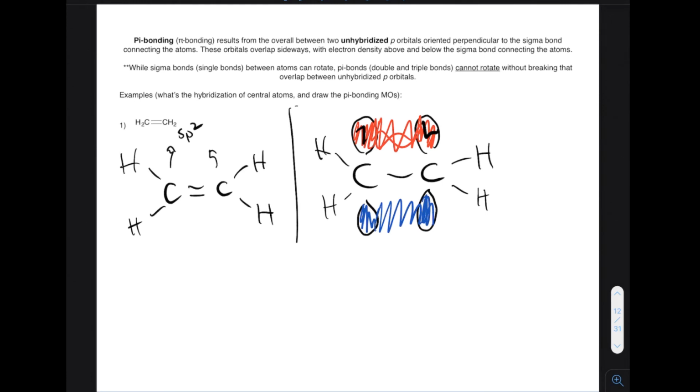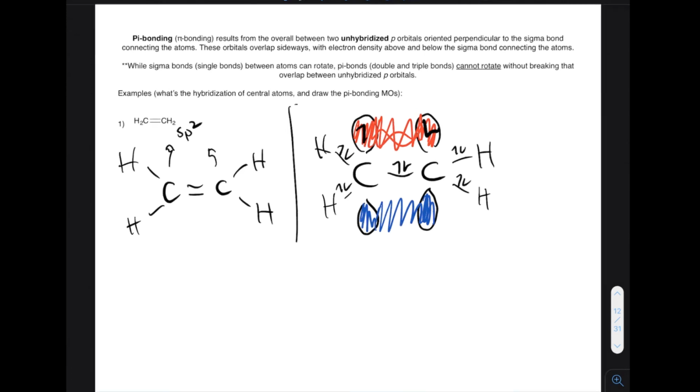We can even draw them on the sigma bonds too, just to get a better idea, right? So there's two electrons here in the sigma bond, and of course there are two electrons in each sigma bond here from those sp2 hybridized orbitals connecting everything together, right? And so what do these hybridized orbitals look like? So let's take another look.